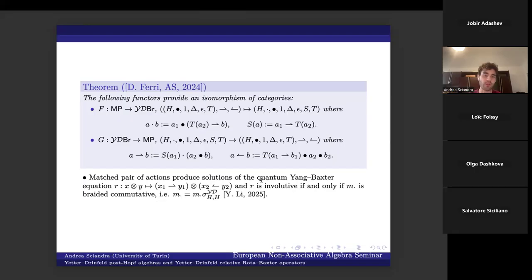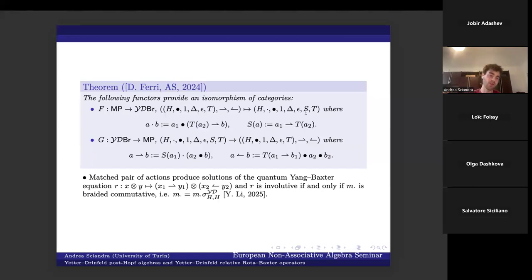If we start with a matched pair of actions on a Hopf algebra H bullet, we can define a new product dot using bullet, T, the antipode of the starting Hopf algebra, and the left action, and a new antipode S obtained, again, using the left action and T, and these give us a Drinfeld brace.